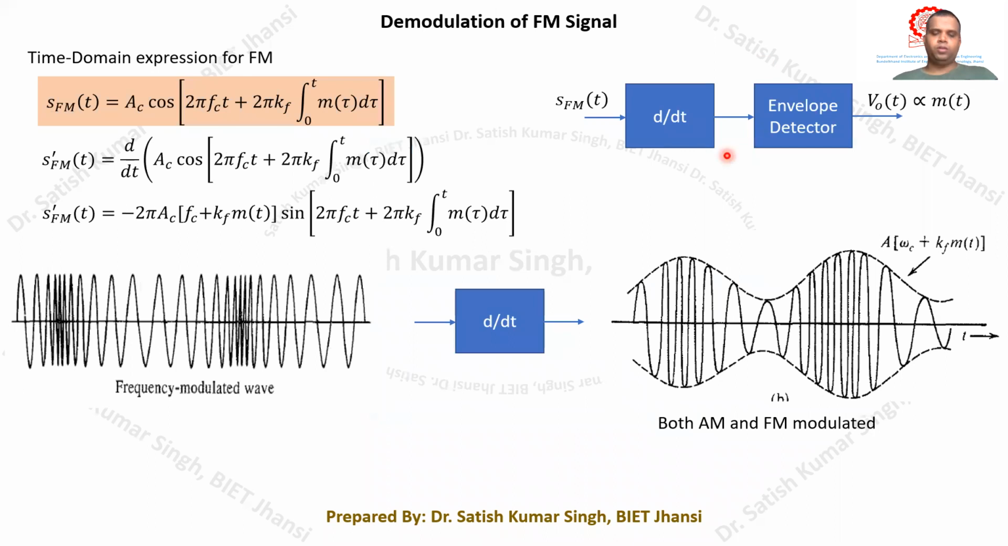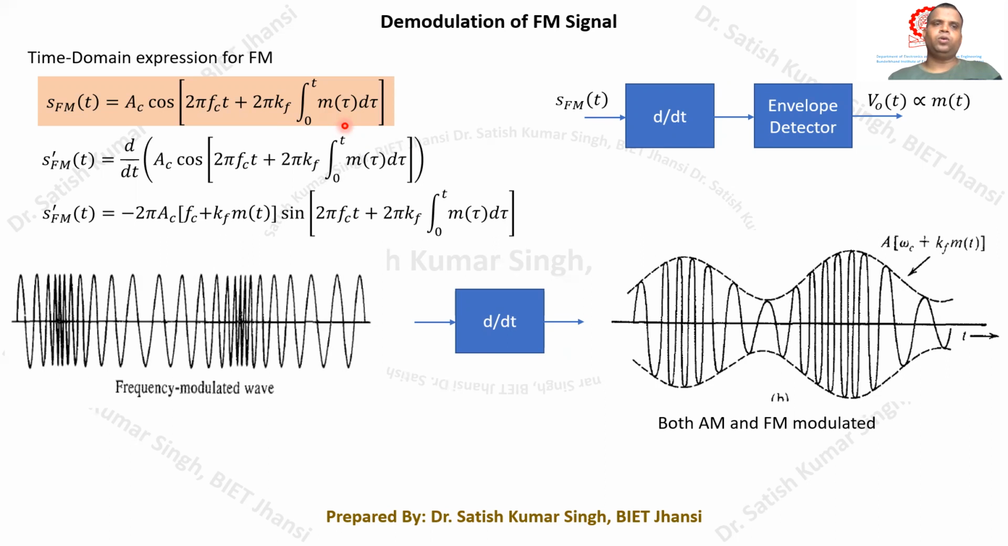So in the demodulation of the FM signal, first of all, try to recall the time domain expression of the FM signal. Generally, if you recall, we had this particular equation of the FM signal: s_FM(t) equals A_c cos(2π f_c t plus 2π k_f integration from 0 to t of m(τ) dτ).